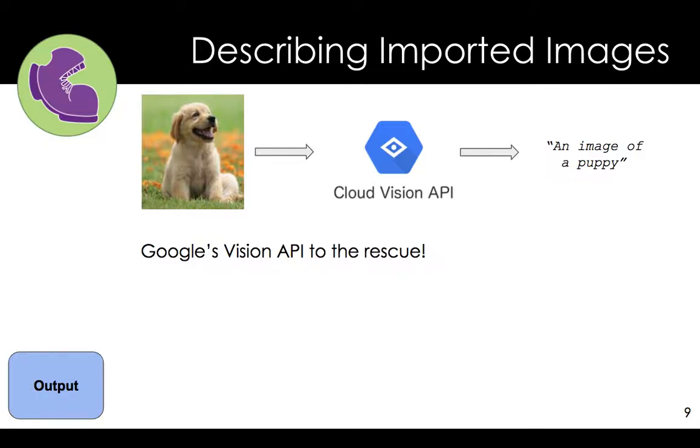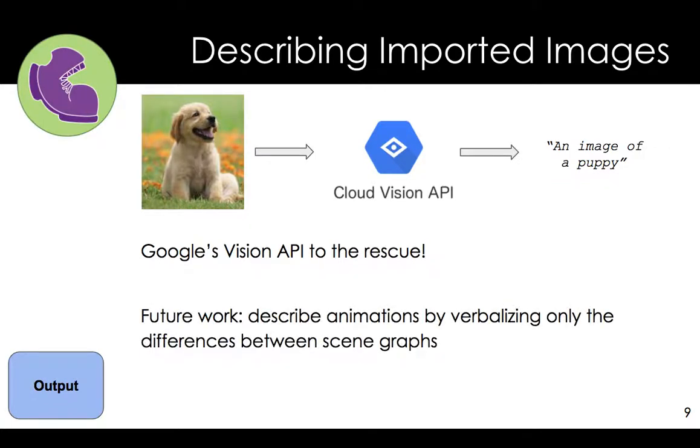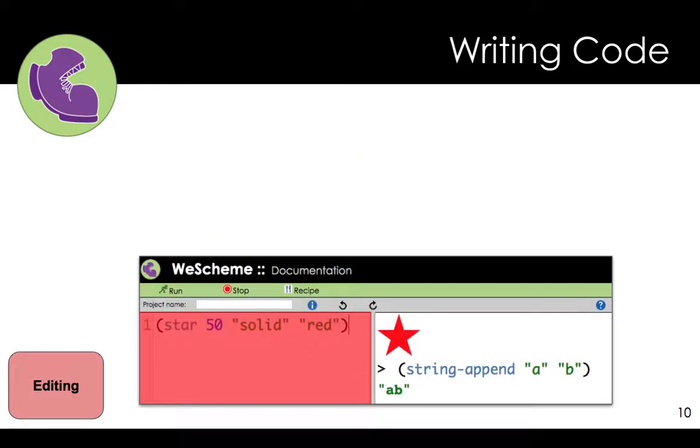Now at this point, we're able to vocalize lots and lots of different possible static images, whether they're programmatically composed, arbitrarily imported images, and so on. But there's plenty of future work to be done. For example, describing animations by vocalizing each frame entirely is not very efficient. It would be much better instead to describe these animations by verbalizing only the differences between scene graphs.